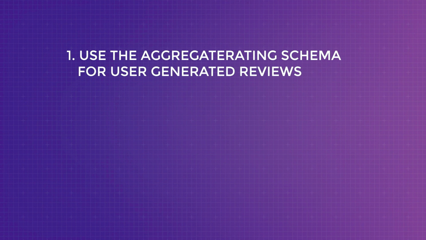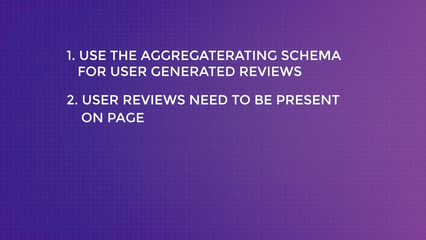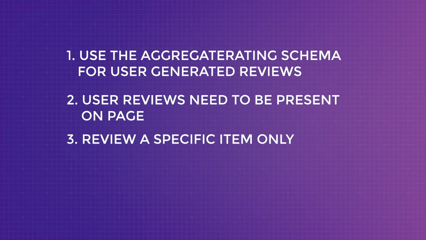Don't worry, we will go through this in a while. If you are collecting user reviews on a page, those reviews need to be displayed on a page for the review schema to work. You can only review a specific item and not a category or list of items. So if a website has a collection of courses, you will add a review schema to each of the courses and not a collective review on the courses.